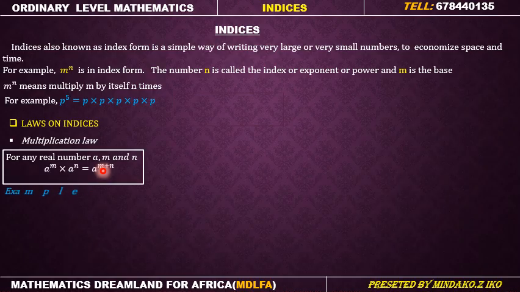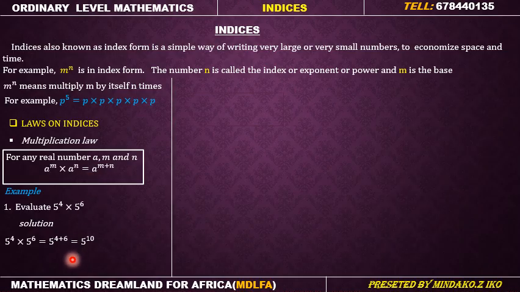Let's look at an example. Evaluate 5 power 4 times 5 power 6. Since the bases are the same, I will just take 5 and add the powers. So 5 power 4 times 5 power 6 is equal to 5 power 4 plus 6, which gives 5 power 10. You can punch the values on your calculator to get the answer, but I am emphasizing the multiplication law.